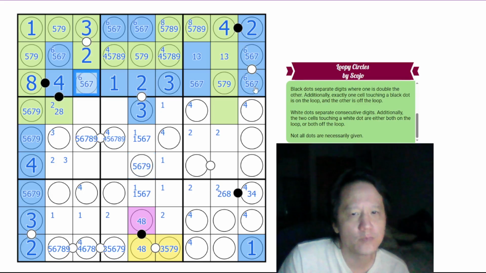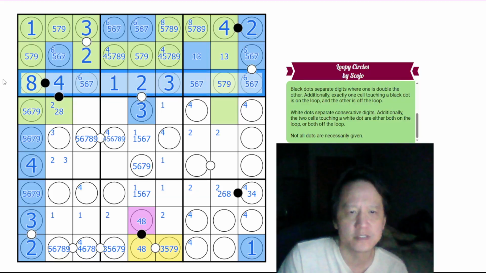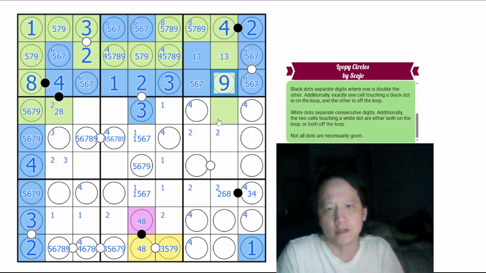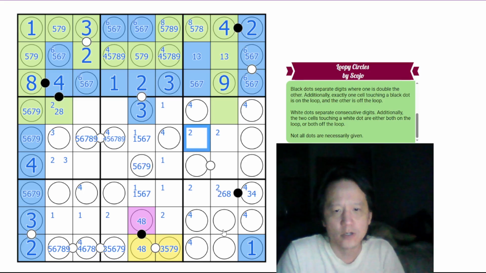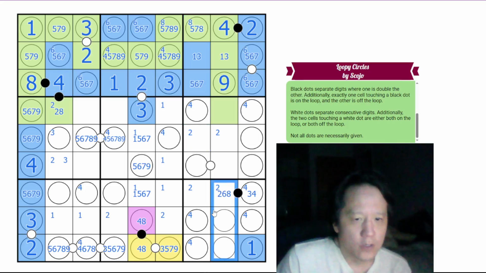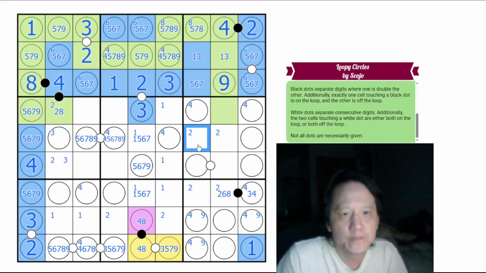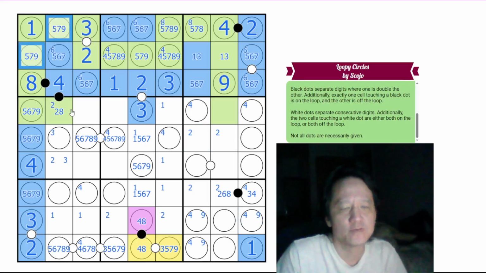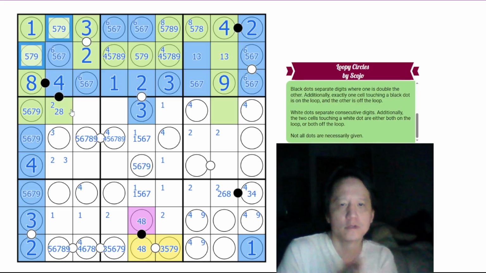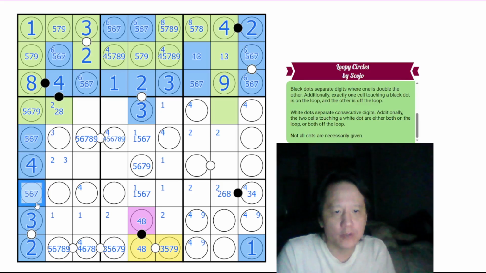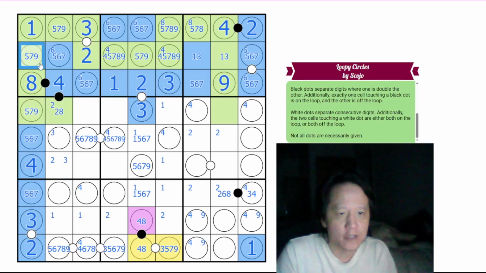Okay. We have a 5, 6, 7 triplet in row 3, which eliminates 5, 6, and 7 in the rest of the row, so this must be 9. Which means this can't be 9 here. 9 has to be one of these 3. 9 is obviously one of those 2. So 9 cannot be off the loop here. And this can't be 6. So 9 is one of these 2.